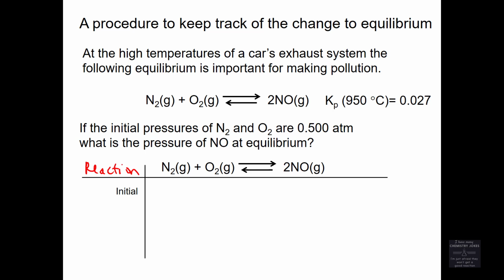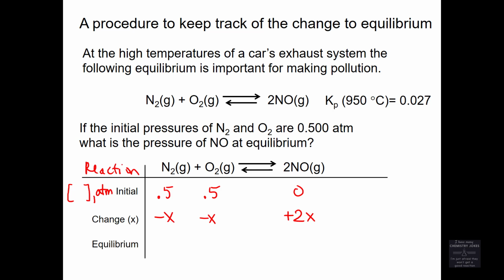For ICE tables, we will almost always put concentration values, molarity, in our initial row. However, pressure can also be substituted here. So we're going to put in our initial pressure of N2 as 0.5, and initial pressure of O2 as 0.5. Initial pressure of NO is 0. And we're going to change: lose some, gain some, minus x, minus x, plus 2x.